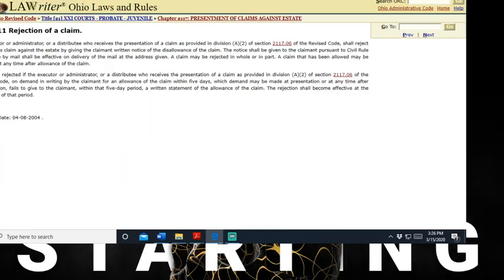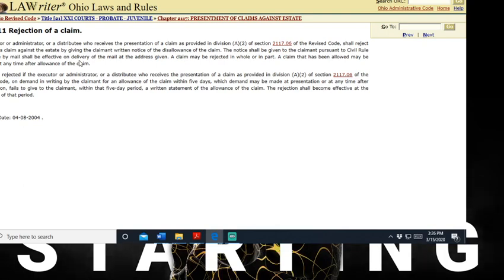So let's move on. We're going to talk about rejection of a claim. They also tell you how to reject the claim. And it's pretty simple. And a lot of you guys just need to look at this information when reading this stuff and understanding this. You just got to know where to look for it. Most of this stuff is in your statutes.